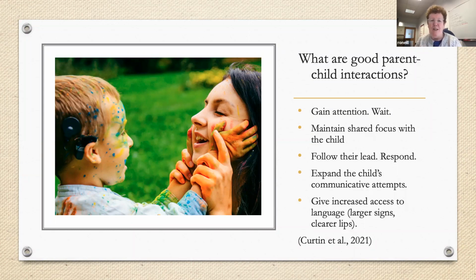We know these things already, and many of them are actually very similar to that famous Hanen program. Let's see if I can do it in ISL. Hanen. Hanen program, It Takes Two to Talk. Many of them have very similar findings. So the Curtin et al. study is worth looking at because it summarises a recent systematic review looking at the studies which best show the best quality research, which is important to remember. All of these things are really important to develop early language skills.